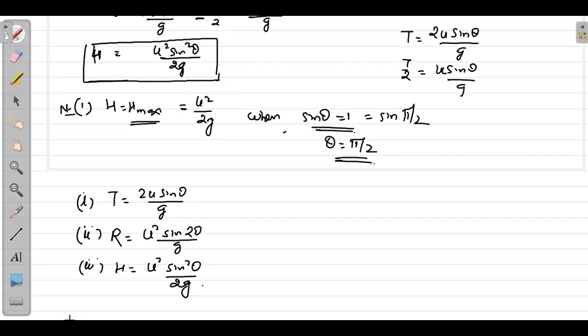Next, we have to find the trajectory of the projectile. Regarding the trajectory, we have already mentioned that the trajectory of projectile motion is a parabolic path. So we have to find the equation of trajectory. With the equation of trajectory, we can say the path is parabolic. Trajectory of the projectile.